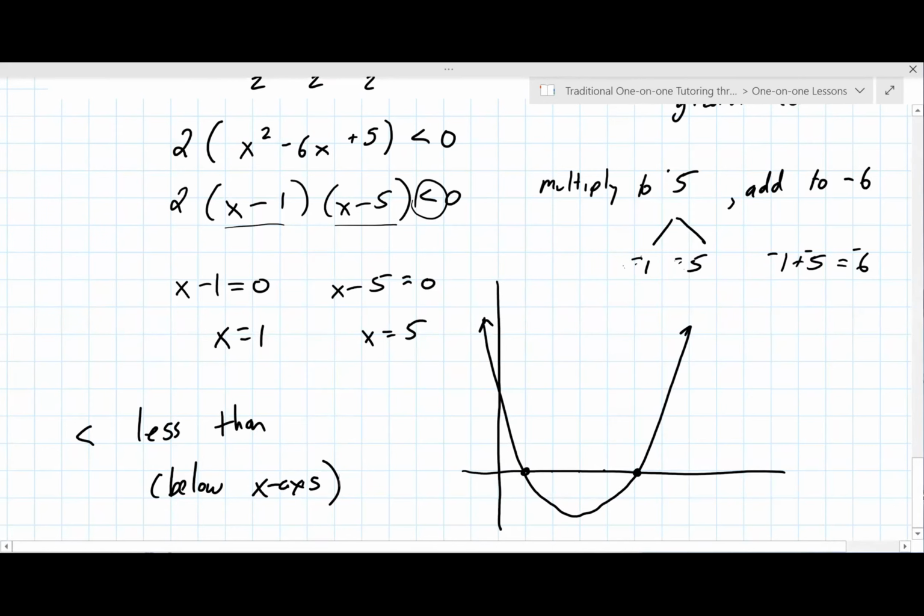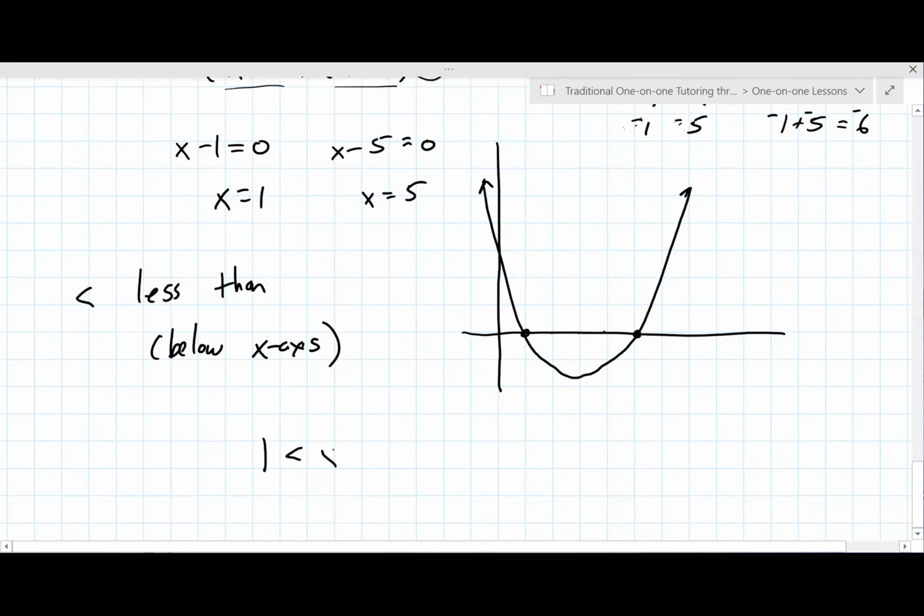It was less than because they were both beneath the x-axis. So see how it's below in this area right here, which is between 1 and 5. So we would say 1 less than x less than 5.